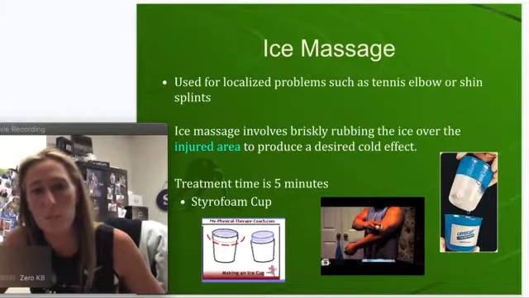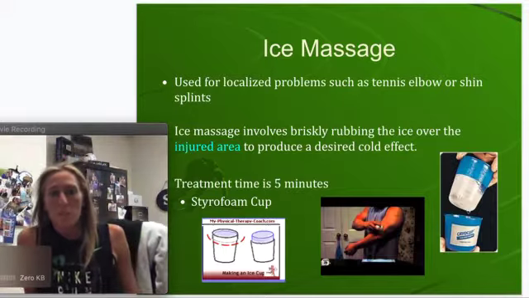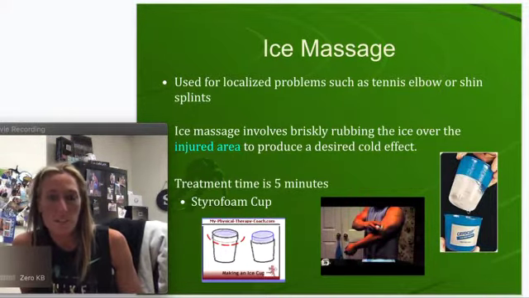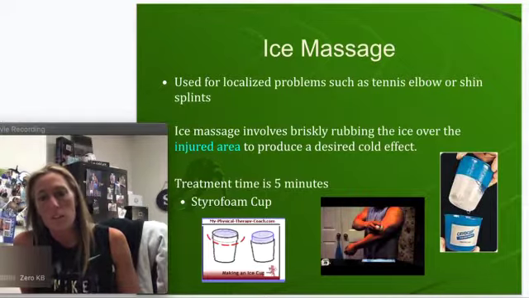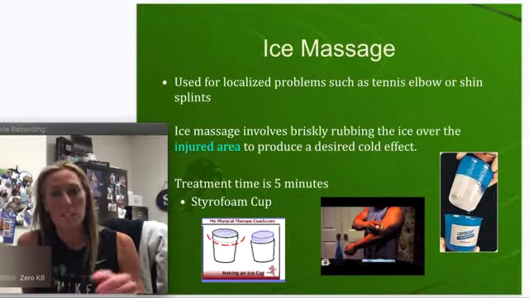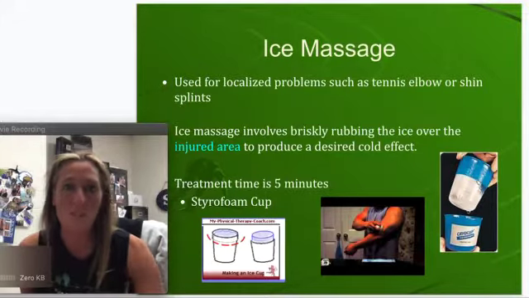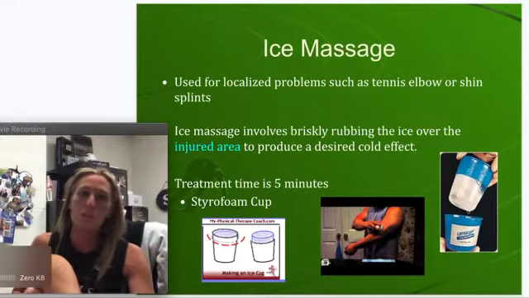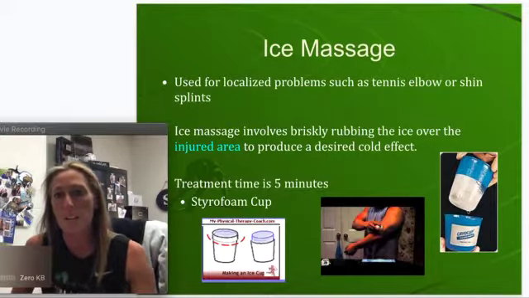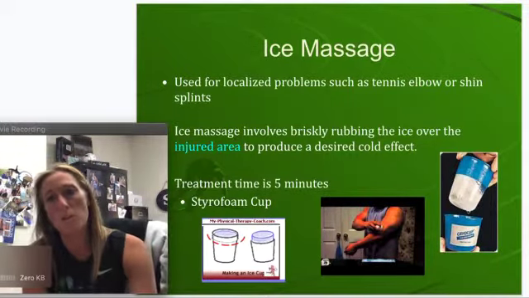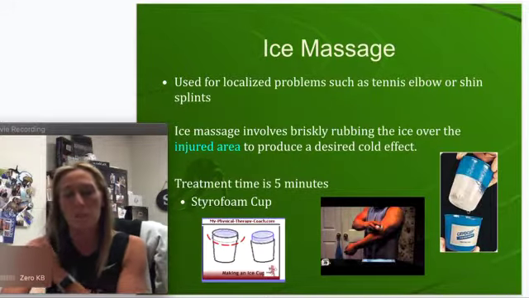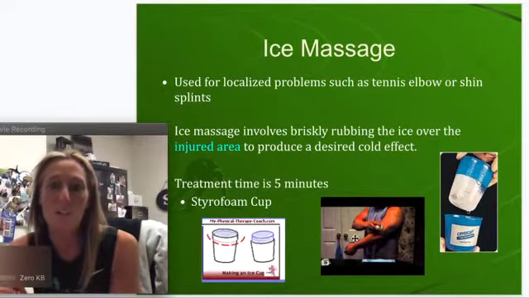The next one is ice massage. The big benefit of ice massage is that the treatment time is shorter. The treatment time for an ice massage is about 5 minutes. Another benefit is that the athletic trainer can freeze these and give them to an athlete, and they can do this on their own. If they have shin splints, they can massage the shin on their own with the ice. It's used for localized problems. Tennis elbow, the elbow would be another good location, as you can see in the picture here, that you would use ice massage.